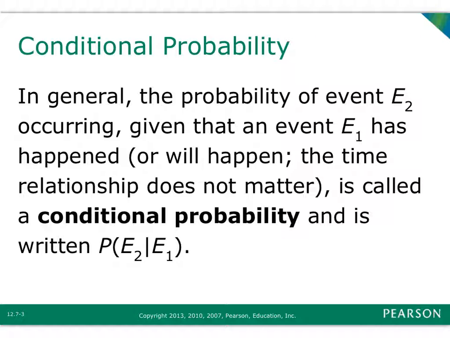In general, the probability of event E2 occurring, given that event 1 has happened or will happen, the time relationship does not matter, is called a conditional probability and is written as the probability of event 2 given event 1 has occurred.